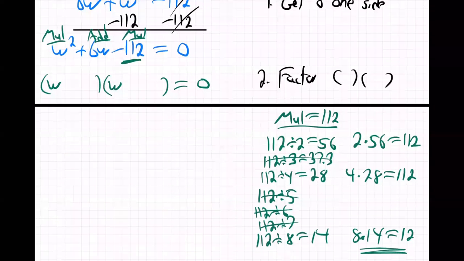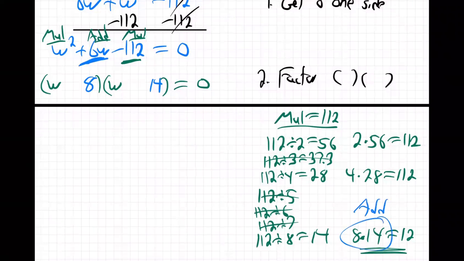How do I know? Well, do you see if I put 8 and 14, they can add to be 6. Remember, the sign in the middle goes on the bigger number. Plus 14 minus 8, that is 6. You can check it on your calculator.